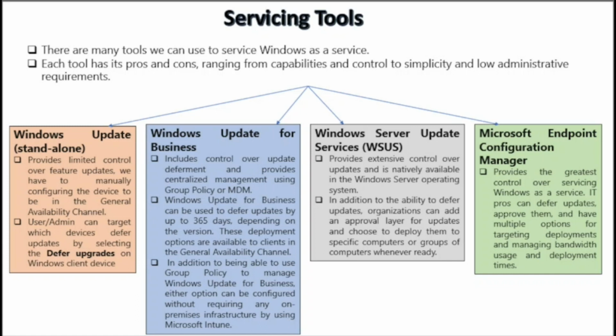The third servicing tool is Windows Server Update Services, also known as WSUS, which provides extensive control over updates and is natively available in the Windows Server operating system. So it's a server operating system role, which we need to install on the server, and then we can manage the updates deployment via this WSUS. In addition to the ability to defer updates, an organization can add an approval layer for updates and then choose to deploy them to a specific computer or a group of computers whenever ready.